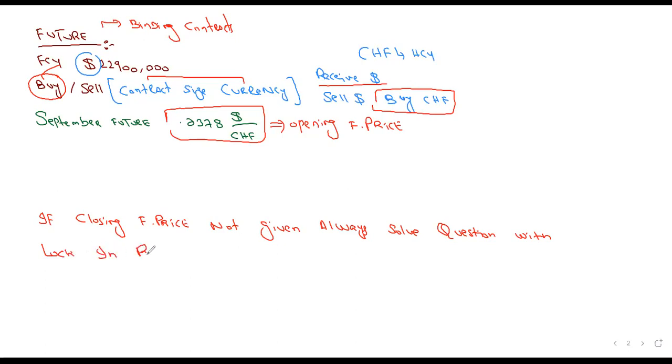Now here it is a difference, guys. Please try to understand. Yesterday we solved interest rate question and we said that if closing future price not given, we will calculate the closing future price. Do you remember? But in the case of the currency questions, if the closing future price not given, you will solve the question with the lock-in rate.